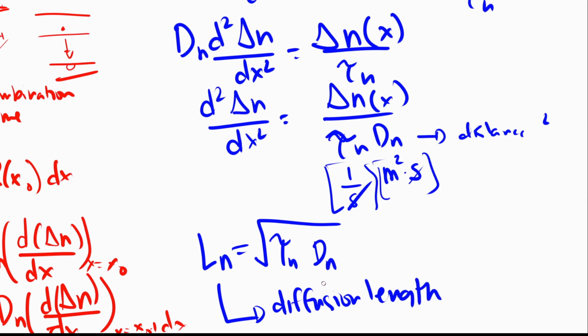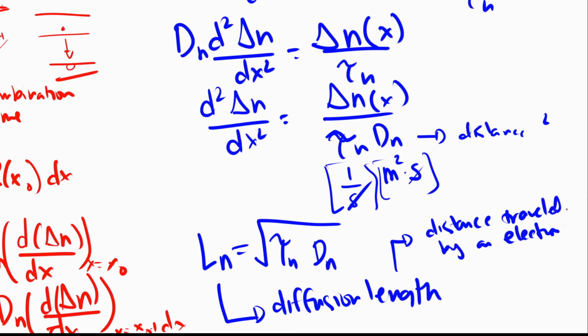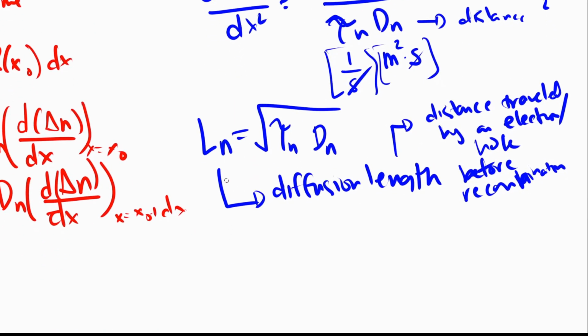This diffusion length is basically the characteristic length over which your electrons travel before recombining, or the distance traveled by an electron, or by a hole if our charge carrier is a hole, before recombination. For holes, we just change the subscript. We have Lp equal to the square root of tau p Dp.